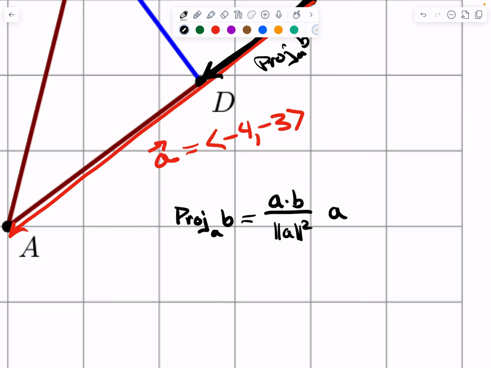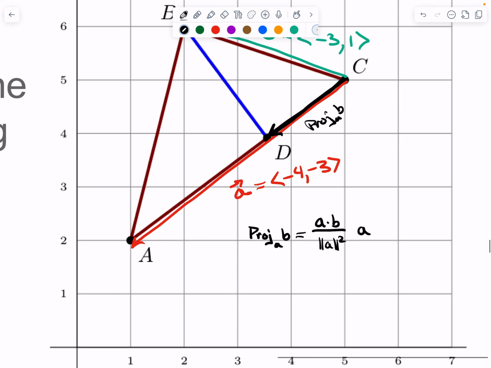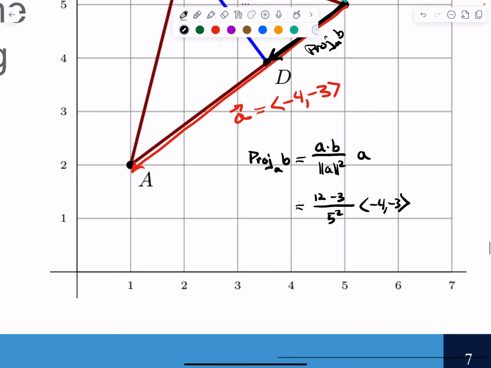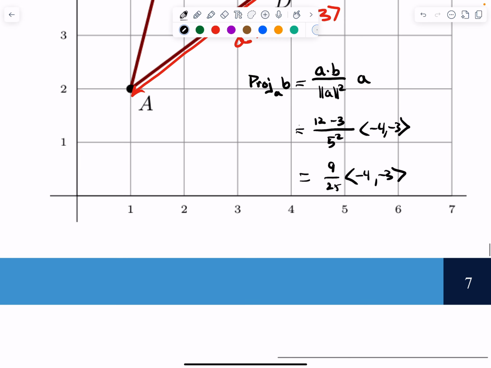Let's just go ahead and do this. The dot product is -3 times -4, which is 12, plus 1 times -3, so that's -3, over 5 squared times this vector. That's going to be equal to 9/25 times (-4, -3). We could even write this as -36/25 and -27/25.